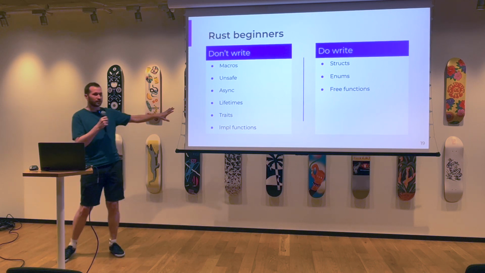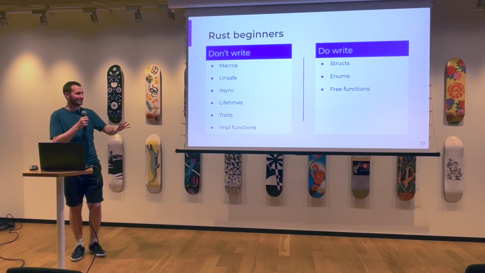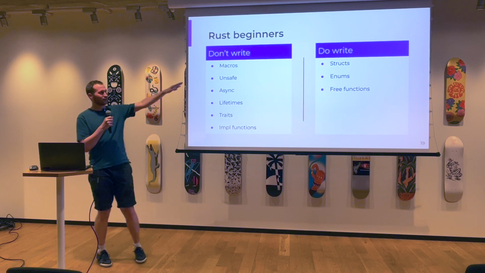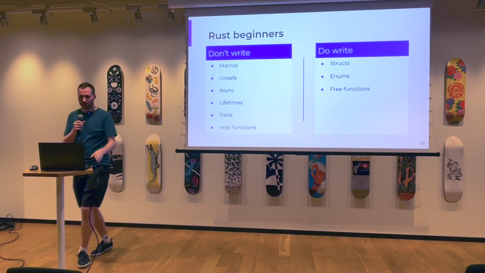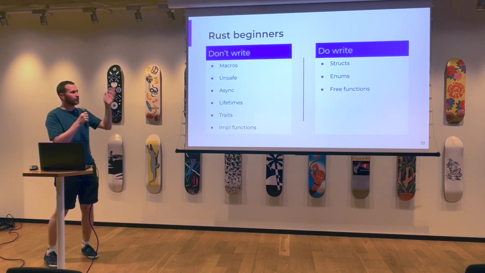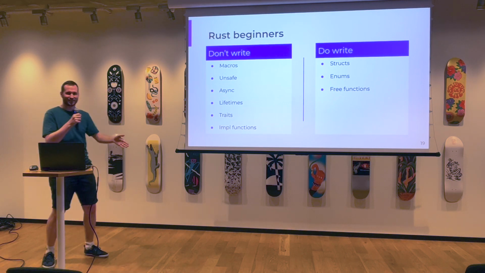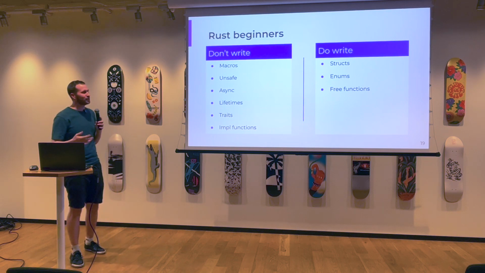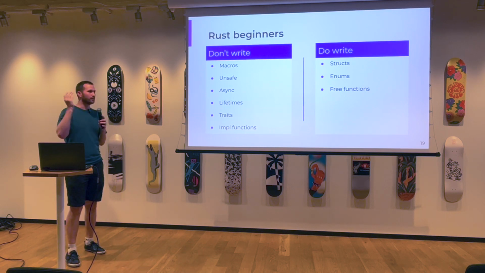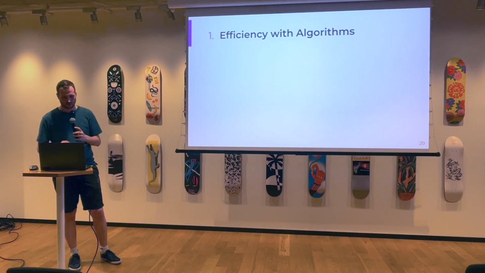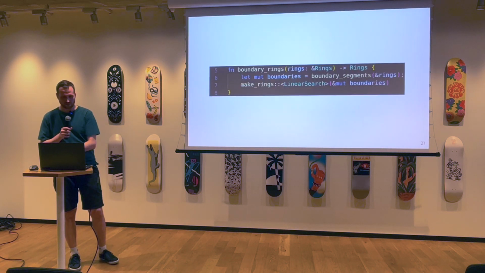When you write traits, just write struct. It's fine, just data. Okay? So do write structs, enums, and free functions. Mate said, like, hey, that's like Haskell. Like, no, functions should return data, not functions. In general, your program should be just arrays and functions that loop over arrays, and then you're good to go. So, efficiency with algorithms.